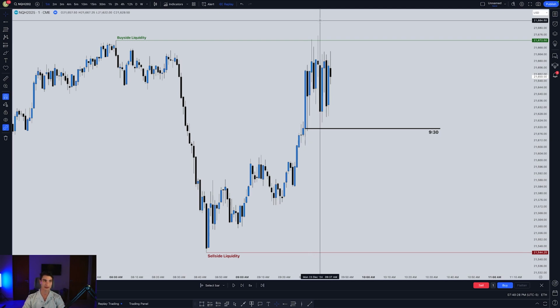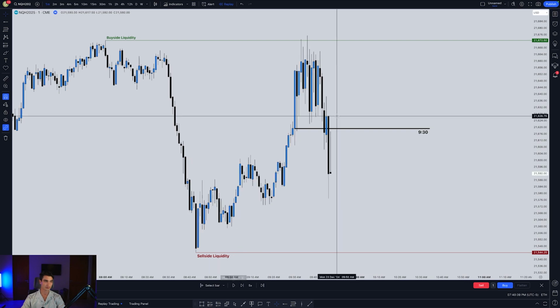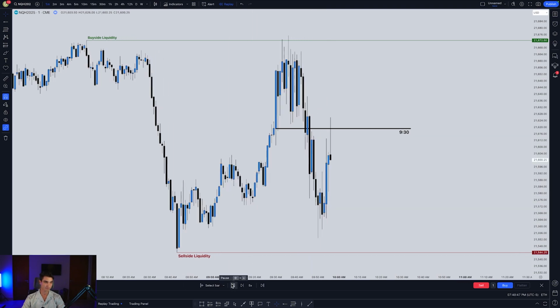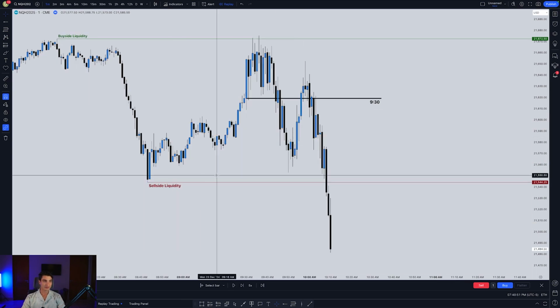So we see the market trade higher, attack the buy side at 9:30 first, and that gives you insight as to what we should expect for the rest of the morning session, which is a price run lower. And then here we see run on stops, breakdown, shift in market structure, fair value gap, and then the market trades down to sell side liquidity.